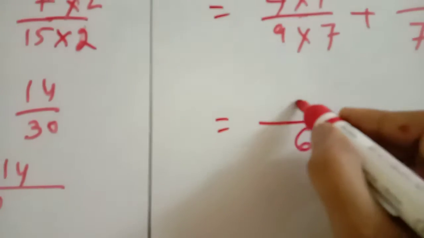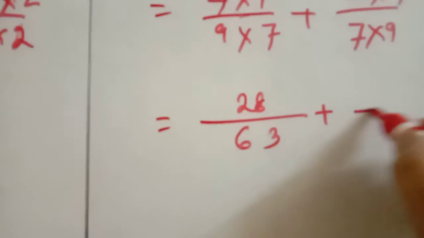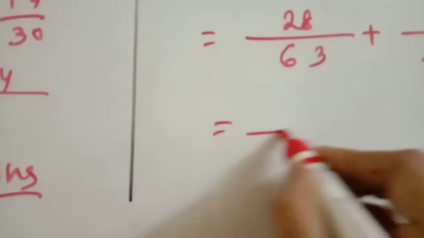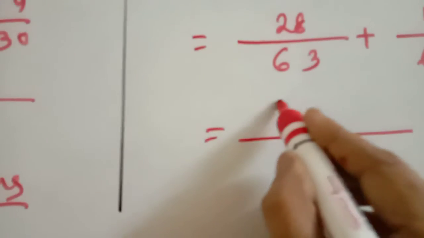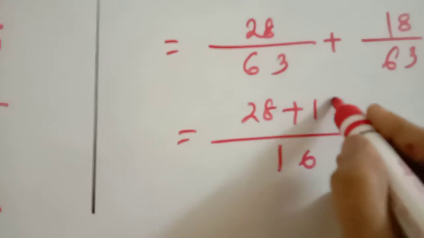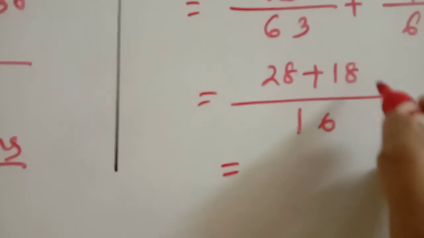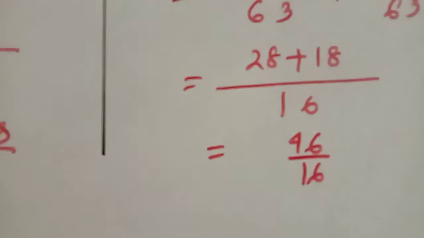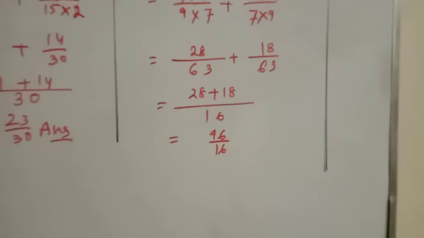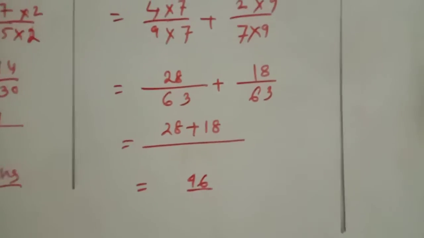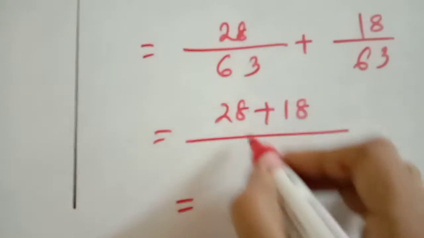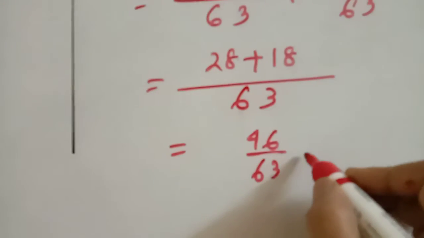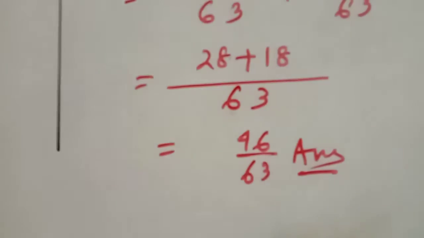4 sevens are 28, plus 2 nines are 18. Add them, the denominator becomes the same. So 28 plus 18 is 46 by 63. Sorry, the LCM is 63, not 16. Here it is 63. 46 by 63. This is the answer. Understood?